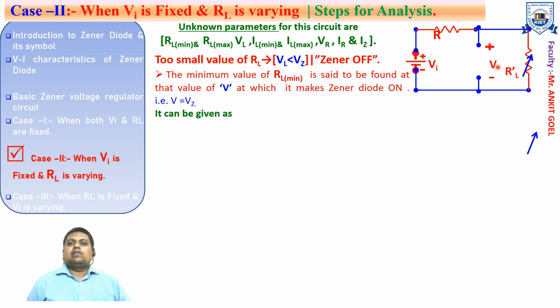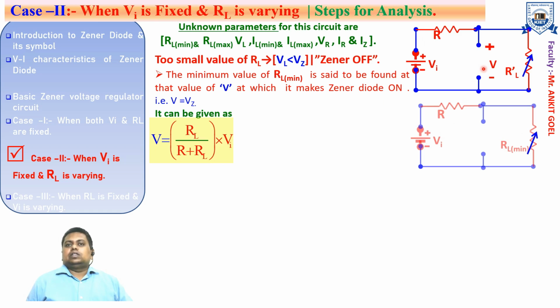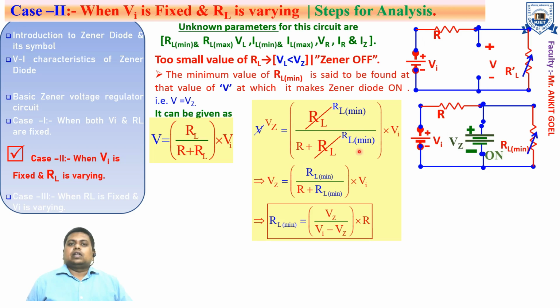So to find the minimum value of RL, just remove the Zener diode from the circuit and find the value of V using the voltage division rule as in the previous case, as V is equal to RL upon R plus RL into VI. So RL minimum can be calculated as that value for which this V becomes Vz. Right, RL minimum is that value of the load resistance for which the voltage across the Zener diode will become the Zener voltage. That is, V is replaced by Vz, and RL will give me the minimum value of the load resistance.